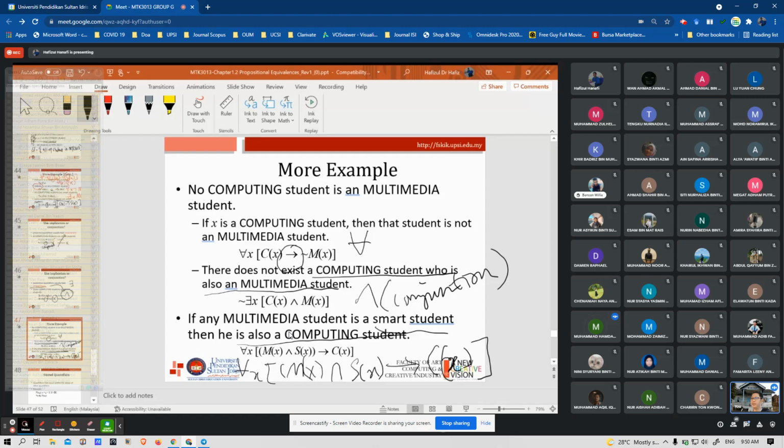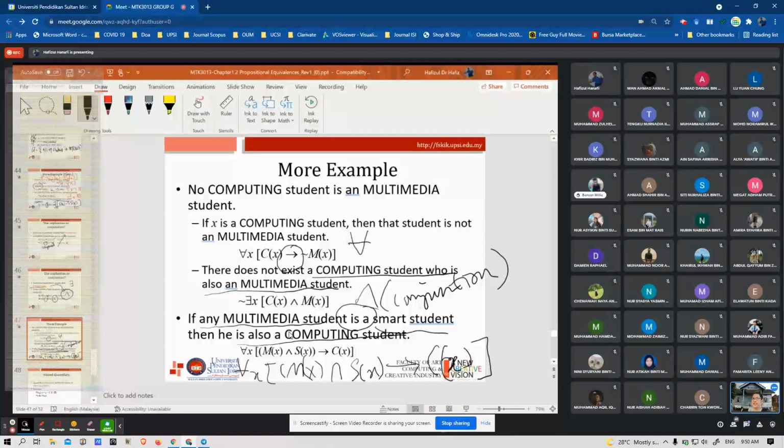Not all sentences work that way. It depends on the cases. For example, if a multimedia student is a smart student, and he is also a computing student, then you need to combine the multimedia student and the smart student. Combine is a conjunction.